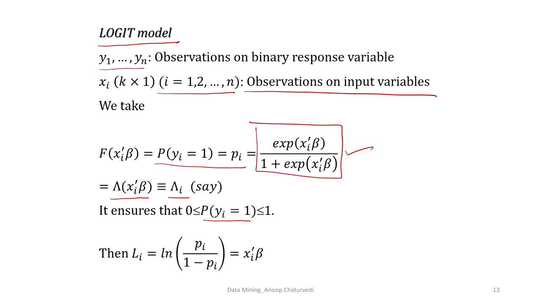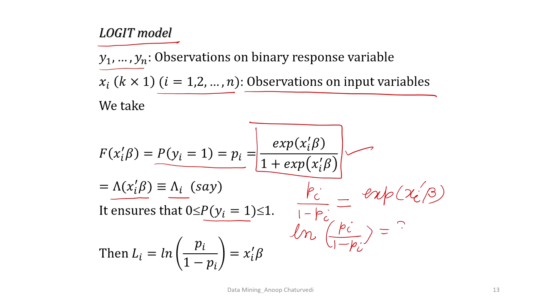Now, suppose we take log of pi upon 1 minus pi. Now, what is pi upon 1 minus pi? This is actually equal to exponential xi transpose beta. And if we take natural logarithm of this, then it is equal to xi transpose beta, and we write it equal to capital Li.